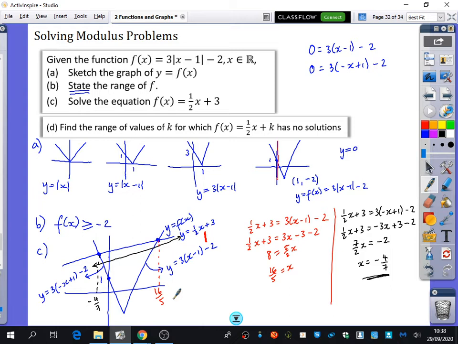Now, there's something different it asks here. Part D says, find the range of values of k for which f of x equals a half x plus k has no solutions. Now, if you remember back to one of our homeworks, we actually went through a question that was like this. And so I'm interested to see if any of you can remember about how you think we can find out when it's talking about a range of values of k for this. Ariful?